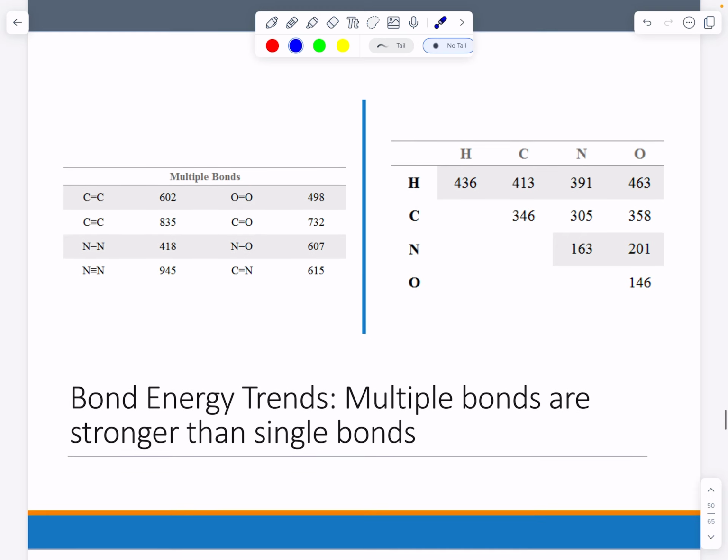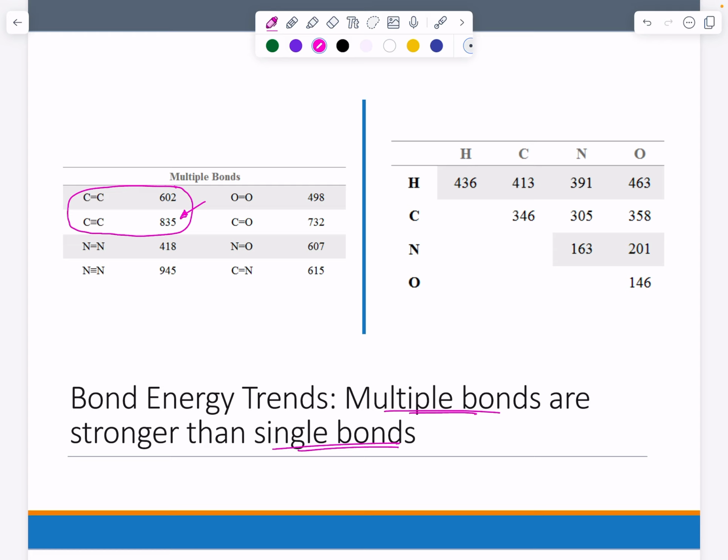All right, so our second trend is that multiple bonds are stronger than single bonds, and we talked about this in class already. If we compare a carbon-carbon double bond with a carbon-carbon triple bond, you'll notice again that this is a bigger number. So larger bond enthalpy, stronger bond.